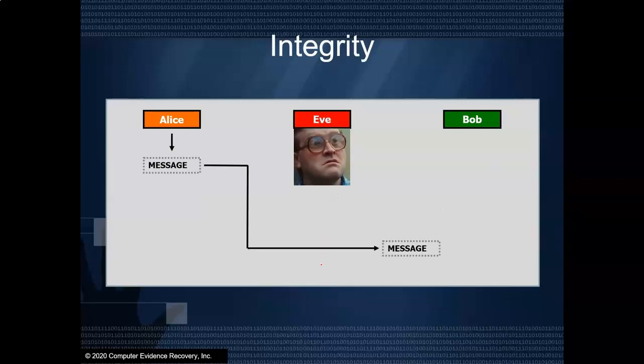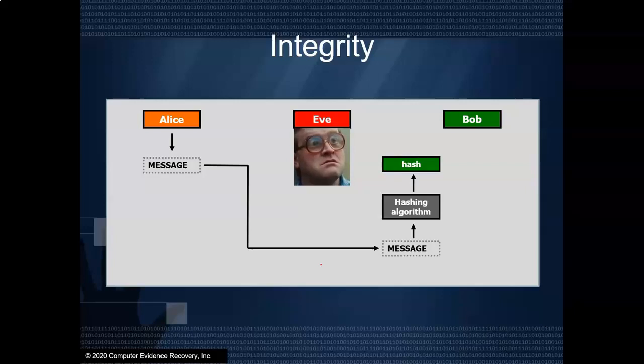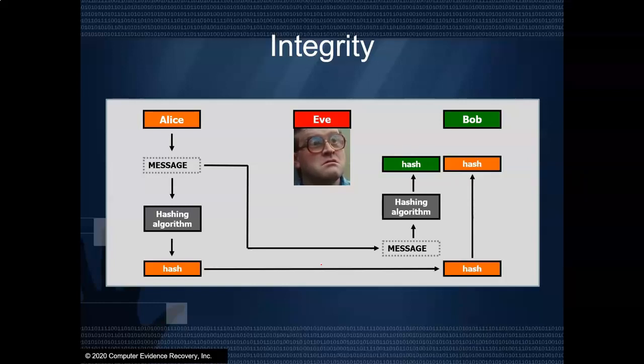Alice has a message, and she sends that message to Bob. Bob runs that message through a hashing algorithm and gets a hash value for that message. Well, Alice also ran it through that hashing algorithm, and she got a hash. So she also sent the hash over to Bob. And Bob has the hash that Alice sent and the hash that he received. If those 2 hashes match, then the message did not change at any time between Alice and Bob.